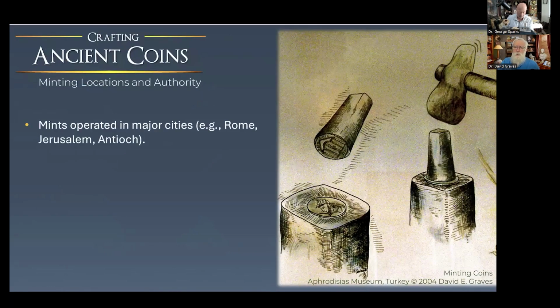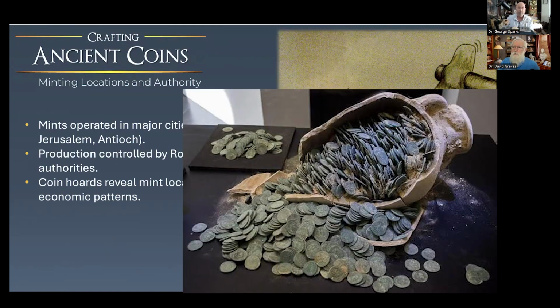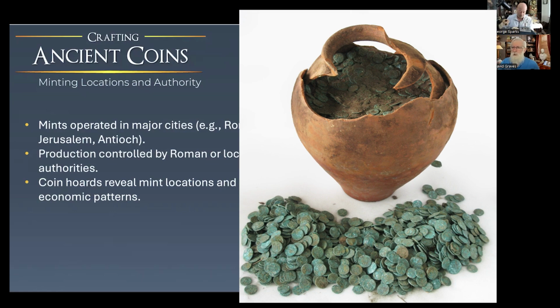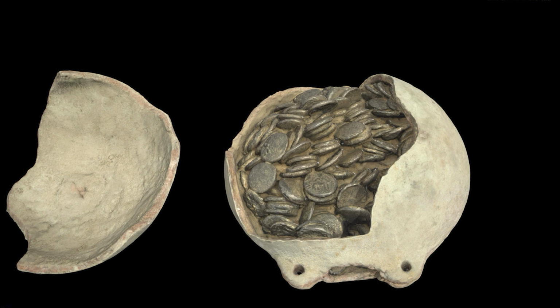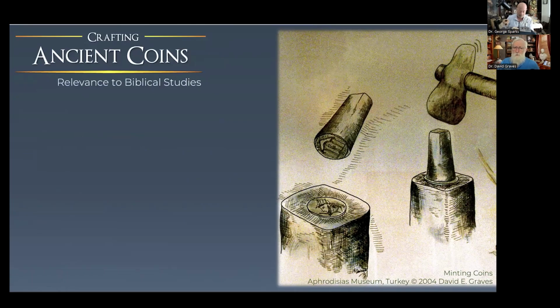The mints were normally operated in major cities. So in Rome, Jerusalem, Antioch, we already mentioned Sardis in Lydia. And it was controlled by the Roman or local authorities. So they had control of how these things were minted. Sometimes we find coin hoards, like we would have a piggy bank. Sometimes they had an oil lamp bank, and they would collect their coins and put them in an oil lamp, similar to how we would collect pennies in a piggy bank. And sometimes we discover those archaeologically. The coin hoards reveal the mint location and the economic patterns. Strict regulations prevented counterfeiting. Anybody caught would be punished.